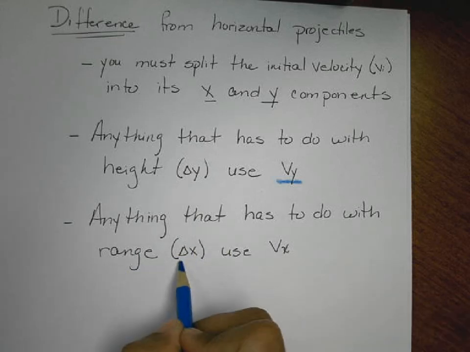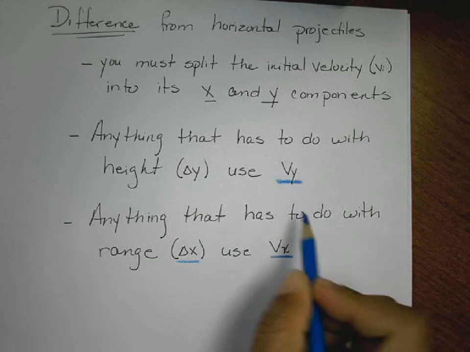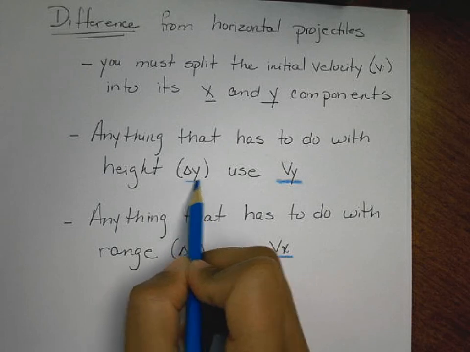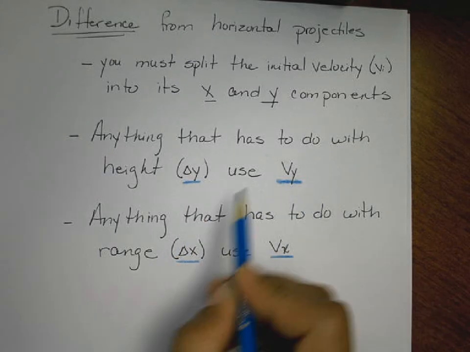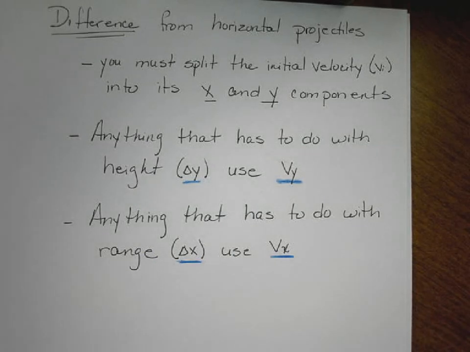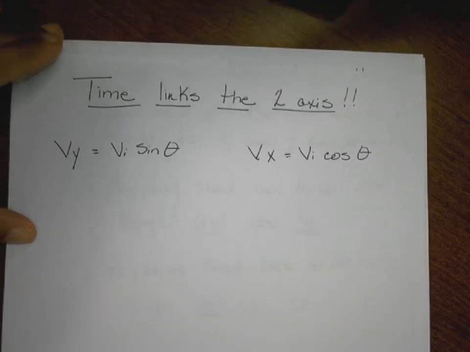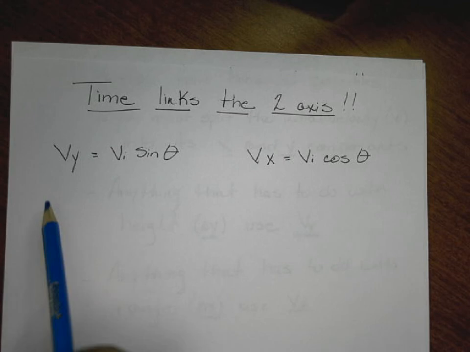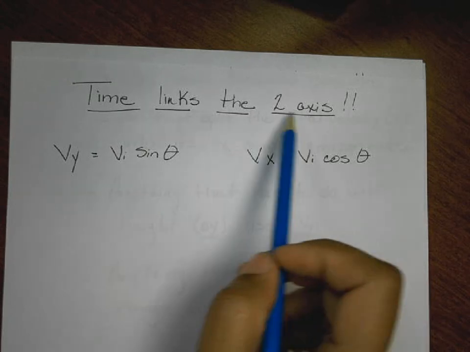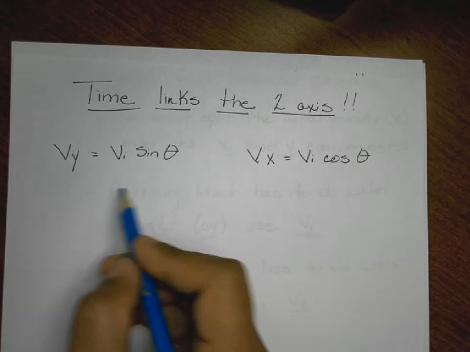Anything that has to do with range or delta x, you have to use your velocity on the x-axis. So again, if it has to do with height, delta y, you're going to use velocity on the y-axis. If it has to do with range, delta x, you're going to use your velocity on the x-axis. And the same thing is true as in horizontal projectiles, is that time links the two. So the same time that you get for the y-axis, you can apply it to the x-axis. Those two things are the same. So how do we get velocity on the x and y? Well, that takes us back to vectors.